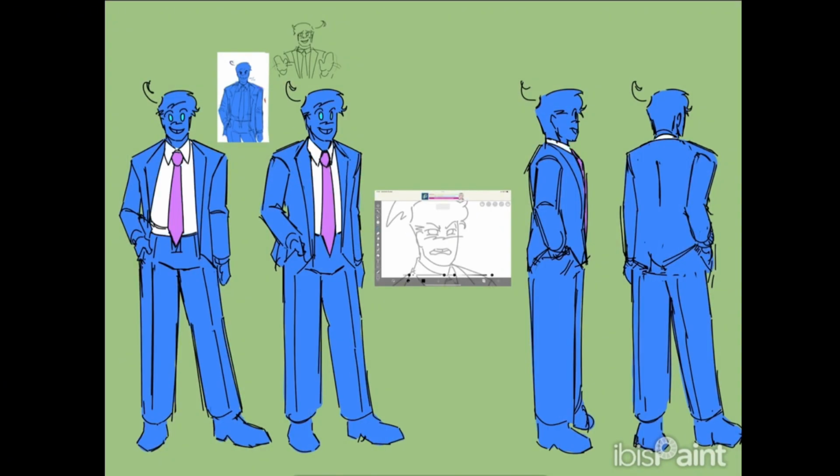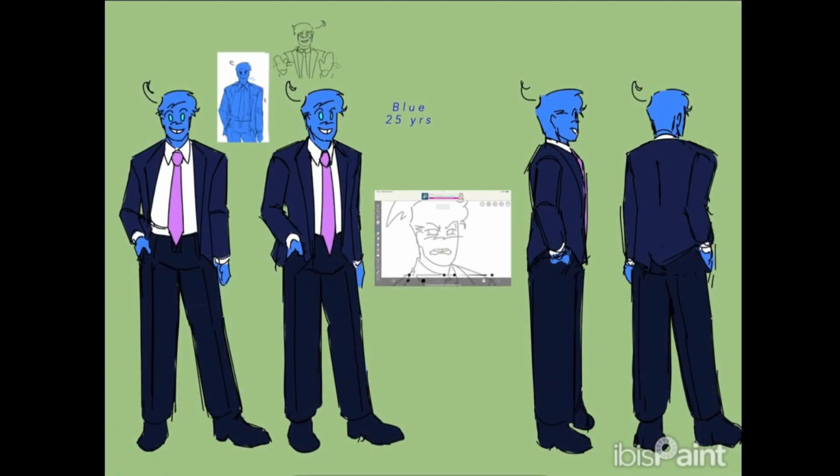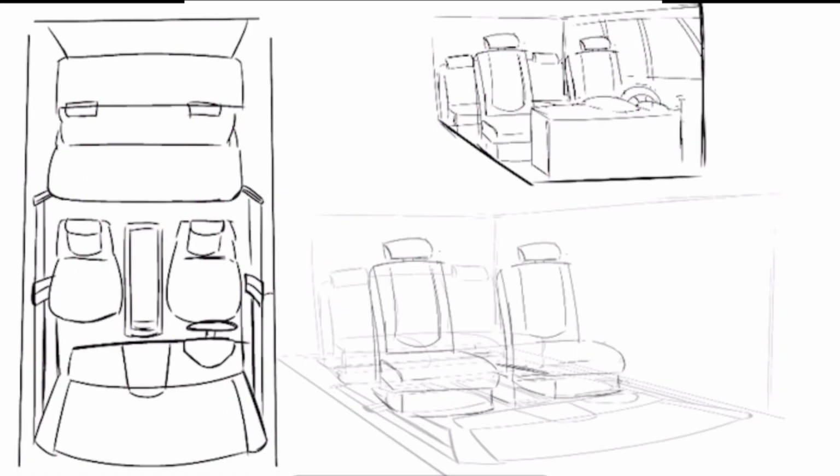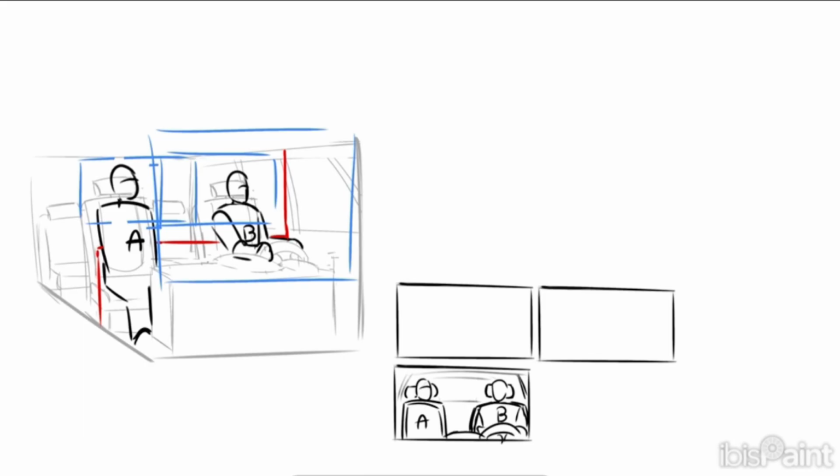For the backgrounds, I wanted to get a good idea of the two main settings. 1, the workplace where most of the story takes place, and 2, Lavender's car where they chat after work. I made some top views of both places to figure out where everything goes. I even sketched out some scene panels inside the car with different camera angles.